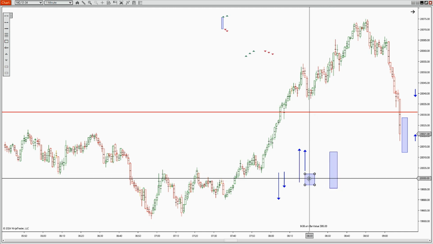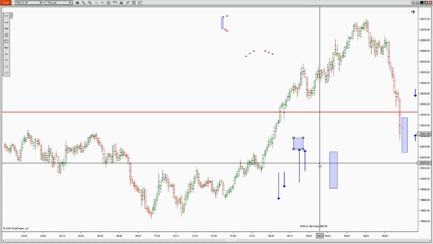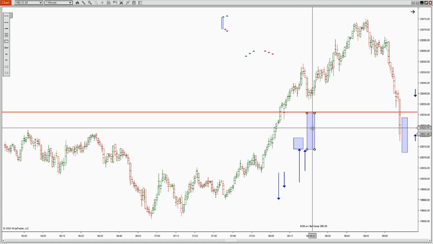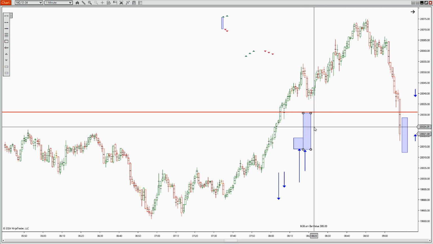Now, if you can get both of these simultaneously together, then it's highly, highly likely that it's going to move even further in that direction.